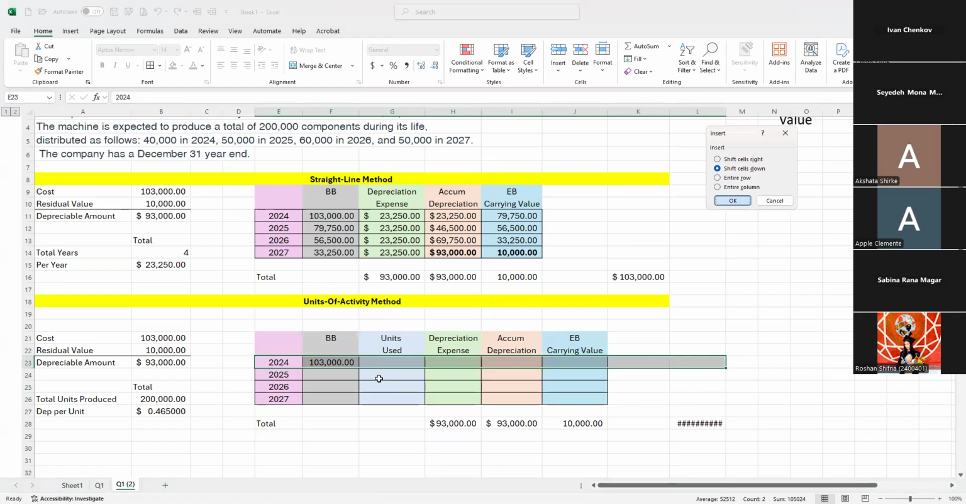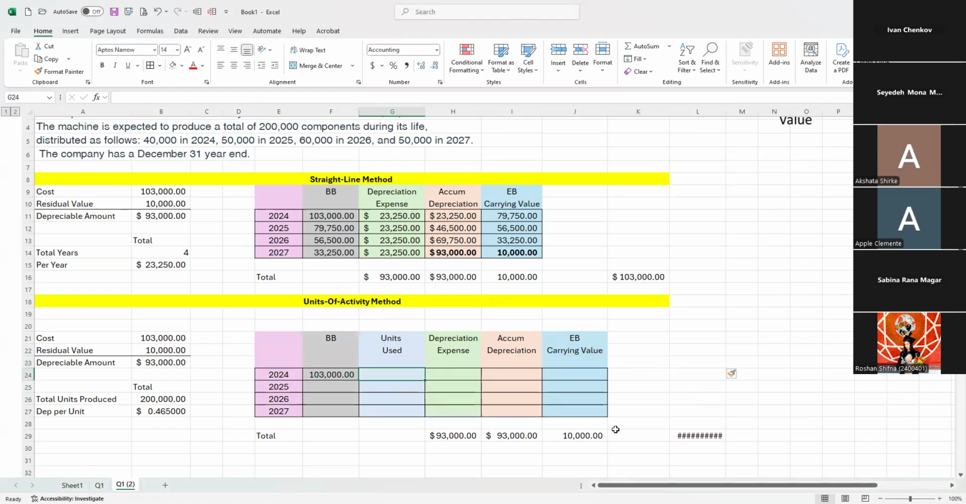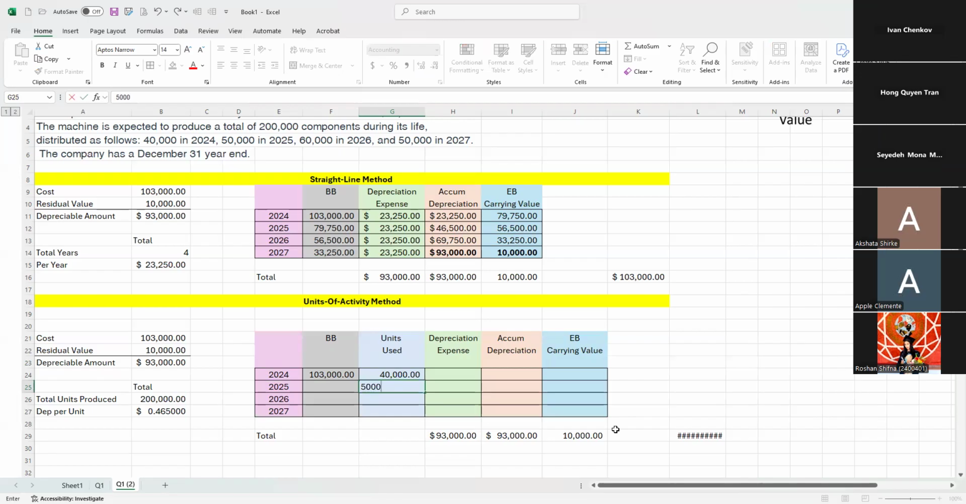40,000 units first. Yes, 40,000. Second year, 50,000. Then 60,000 and 50,000. That's too much. 60,000 and 50,000. Okay. How many units can I use?